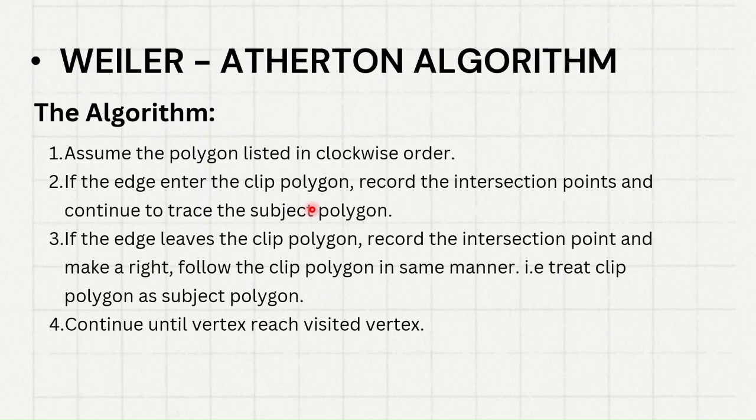Let's see the algorithm steps. First, we assume the polygon is listed in clockwise order. If the edge enters the clip polygon, meaning the clipping window, record the intersection point and continue to trace the subject polygon. Subject polygon basically means the polygon that we are provided with. If the edge leaves the clip polygon, record the intersection point and make a right turn. Follow the clip polygon in the same manner, that is, treat the clip polygon as the subject polygon. This is a vital point, it will be clear as we go ahead. Continue until you reach a visited vertex. Okay, four steps. Let's go.